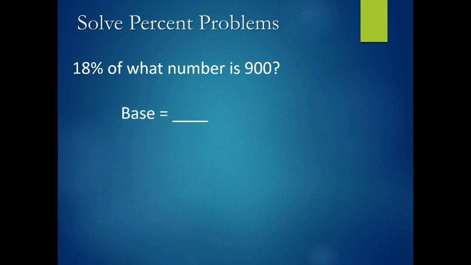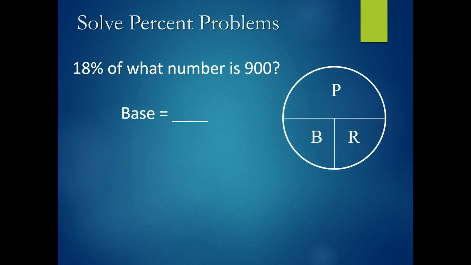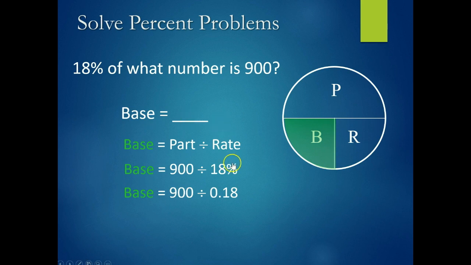To solve for base, we'll use the percent formula circle, covering up base, leaving part over rate, which translates into part divided by rate. Replacing those values from the problem, we have 900 divided by 18%, percent as a decimal, 2 places to the left, and doing the division leaves us with a final answer of 5,000 for this problem.